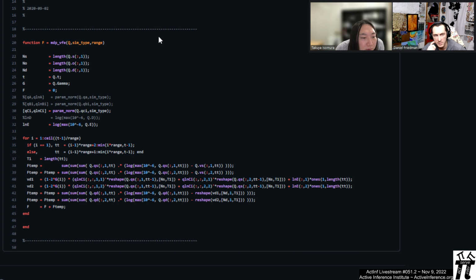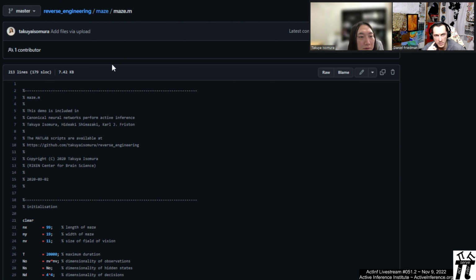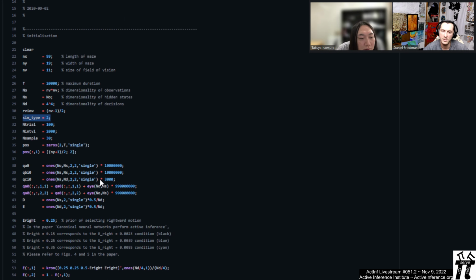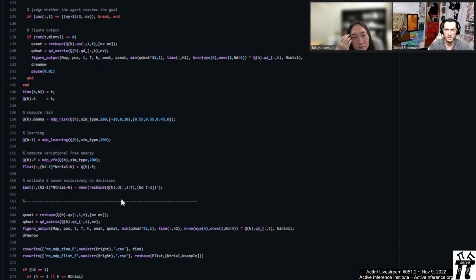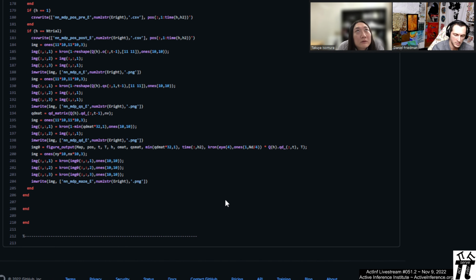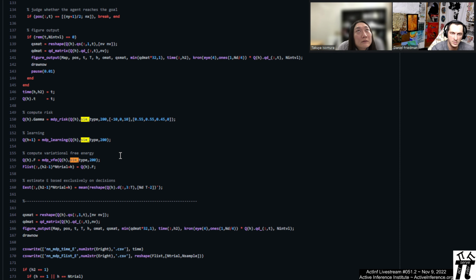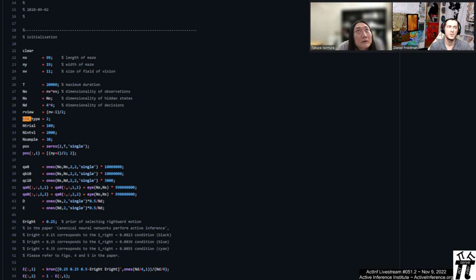So when you click maze.m, then in line 31, we determine that sim type is 2. This corresponds to neural network architecture. So there is a very slight difference between POMDP architecture and neural network architecture.